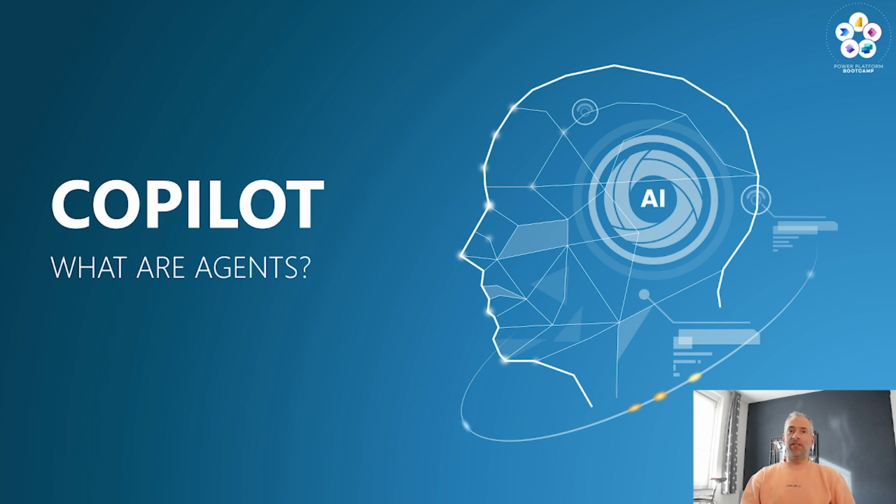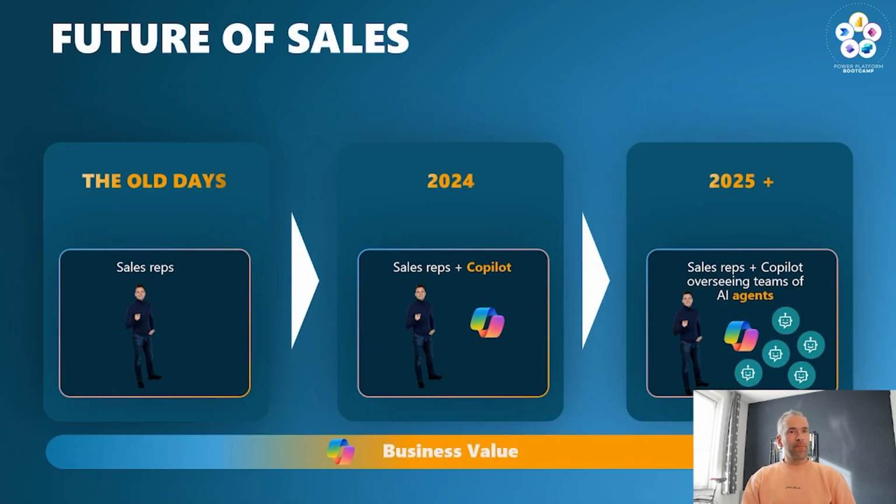So what is an agent then? Because I'm a CRM guy, when I look at the old days, we had a sales rep, and a sales rep, with any luck, had a CRM system where he or she could register their accounts, their customers, their leads, their opportunities, the quotes, or whatever. Those were the old days. And then last year, sales reps got the use of a Copilot, boosting their personal productivity. They got a Copilot in Outlook, a Copilot in Teams, a Copilot in their CRM system.